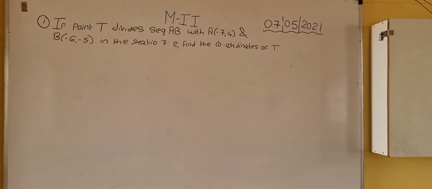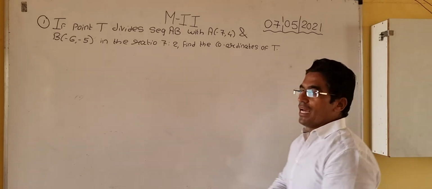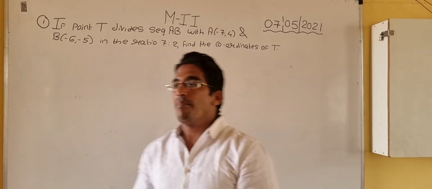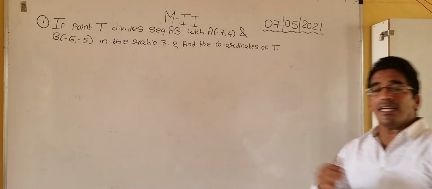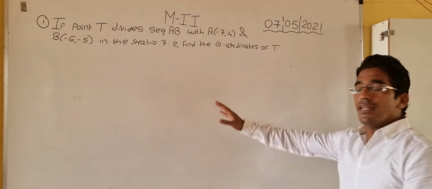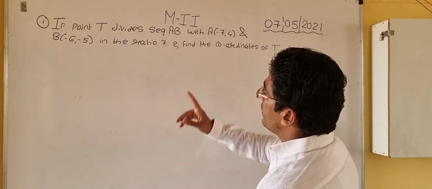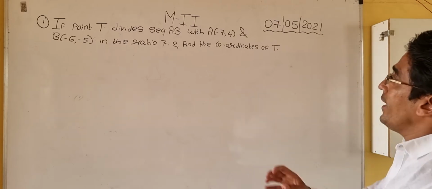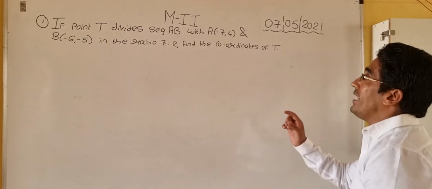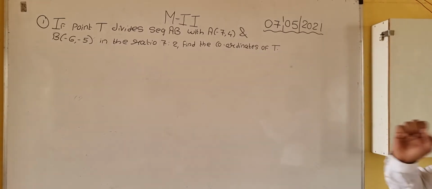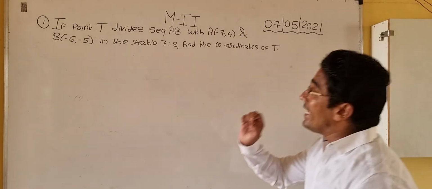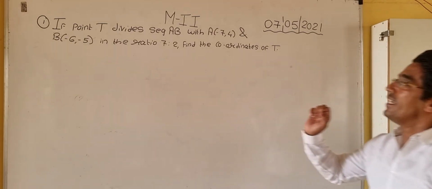Hello students, in today's lecture we are going to see one new formula, that is the section formula. To understand that formula, let's take one example. What is given in the first sum? Point T divides segment AB.